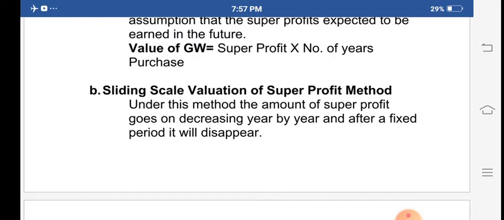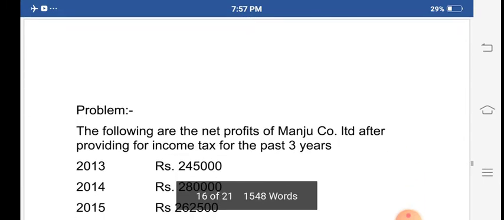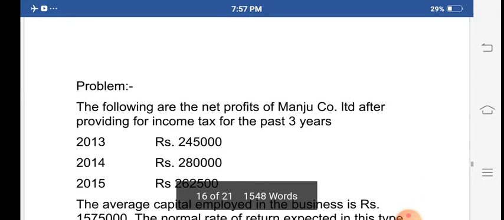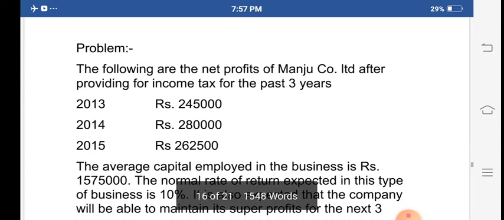Actually, this method is based on the general theory that if the super profit is higher, it is very difficult to maintain in the future. At that time the sliding scale method is used. Under this, we will see a problem related to this. Now see the problem.